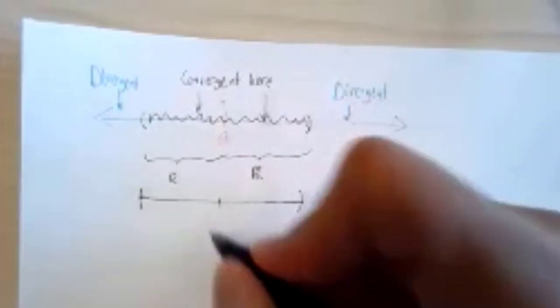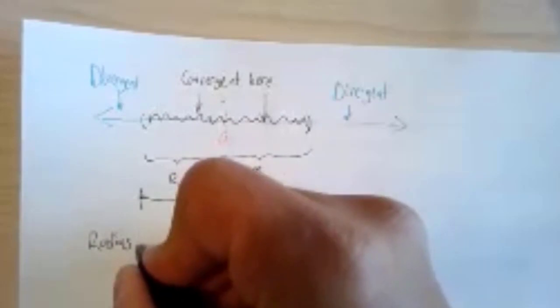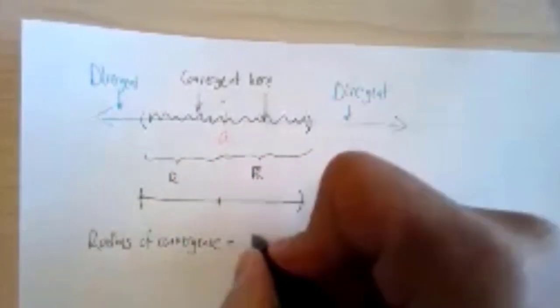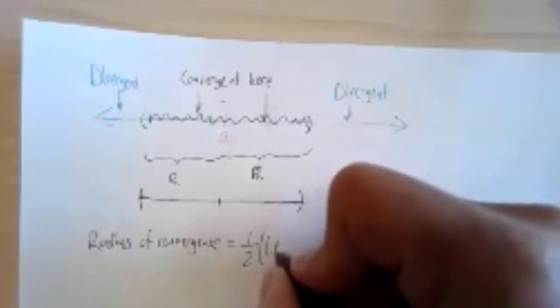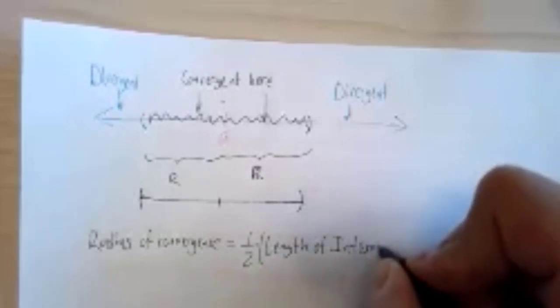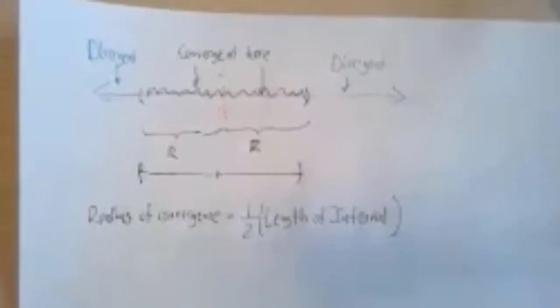So the radius of convergence, if you want, I can write this. Radius of convergence is exactly 1/2 the length of the interval. All right, does that make sense?